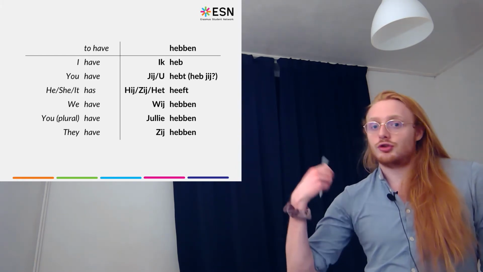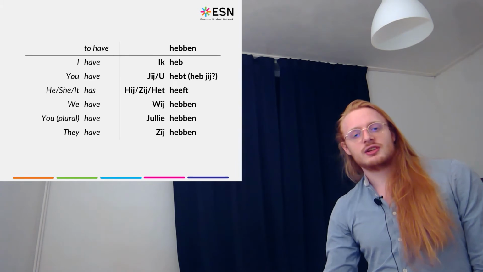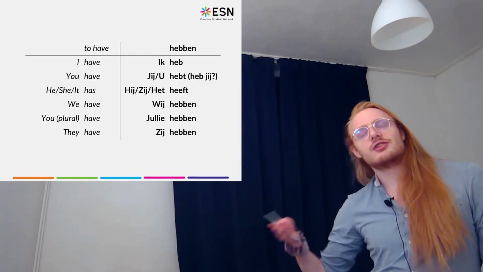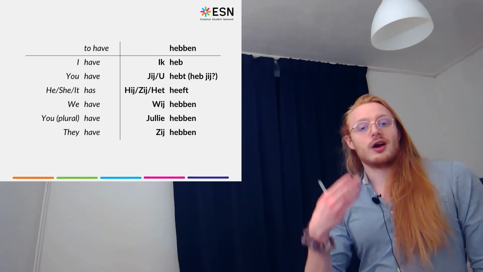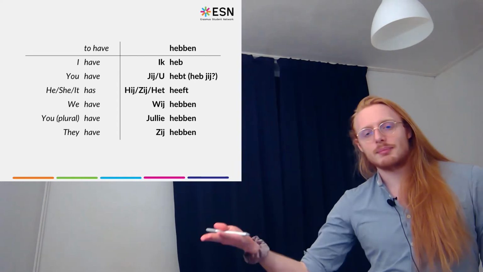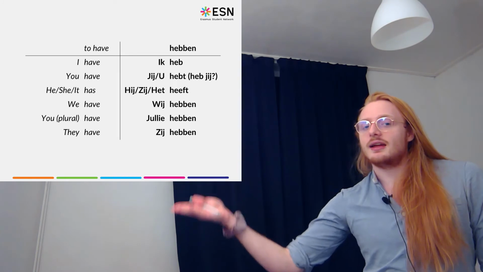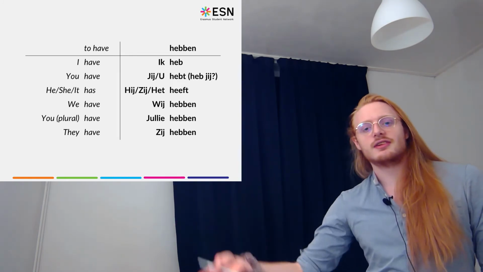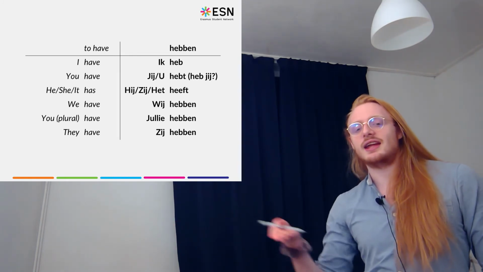So hebben, to have, is conjugated like this. We will go to the pronouns later. For I, it is ik heb, and then I will just go through them. Jij hebt, or heb jij. Hij, zij, het heeft. Wij hebben, jullie hebben, zij hebben.